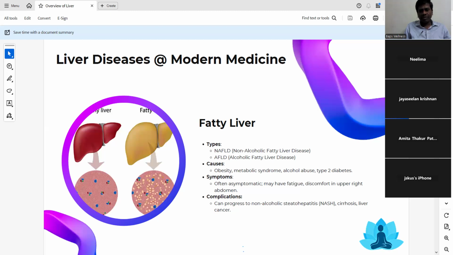Early symptoms: NAFLD is often asymptomatic till it reaches grade 2 and above, an advanced stage of grade 2. And the progression, how it goes, is steatosis and then hepatitis and then cirrhosis. That is how it progresses.